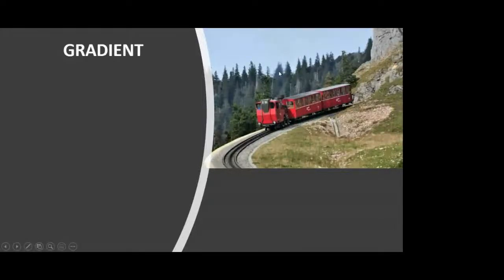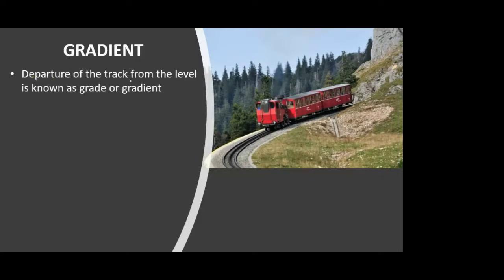So coming to today's lecture, we'll be talking about the gradient. Now, as you can see in this picture, some of you might know the actual definition, but I'm not interested in the definition. What a gradient actually is, is nothing but a departure of track from level. It is known as gradient.